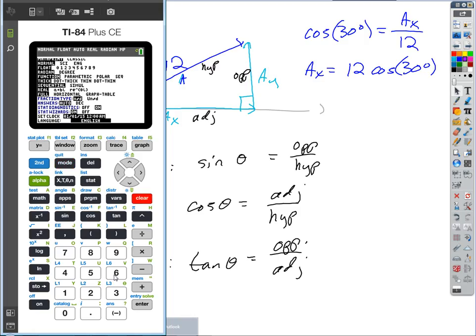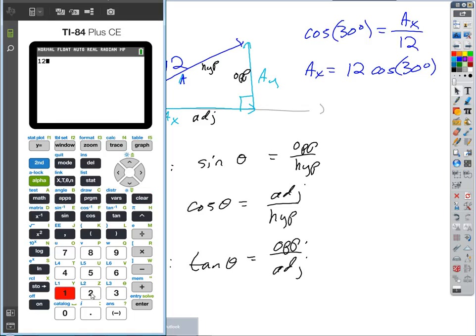So we can just do this. We can say 12 times the cosine of 30, and then where's the degree symbol? Second apps. Where's apps? Right by the green, kitty corner. Yeah, right there. Oh, okay, and then we just hit enter.